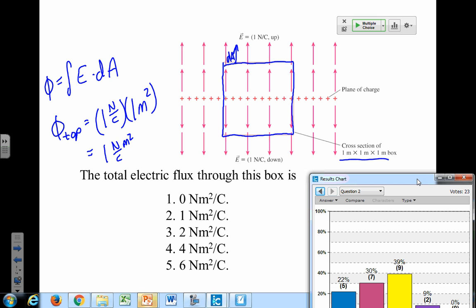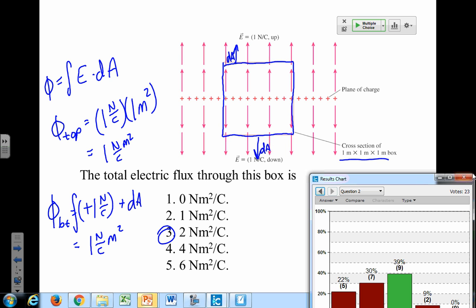The flux through the bottom is positive. It's positive because my area vector is in this direction, and my electric field is also in that direction. And so the flux here, E dot dA, is going to look a little bit different. The flux on the bottom is going to be negative 1 Newton per Coulomb times negative dA because it's in the negative x direction. And so that makes the integral of that positive. So it's going to be 1 Newton per Coulomb meter squared. And then if I add up the total flux, it's going to be 2.